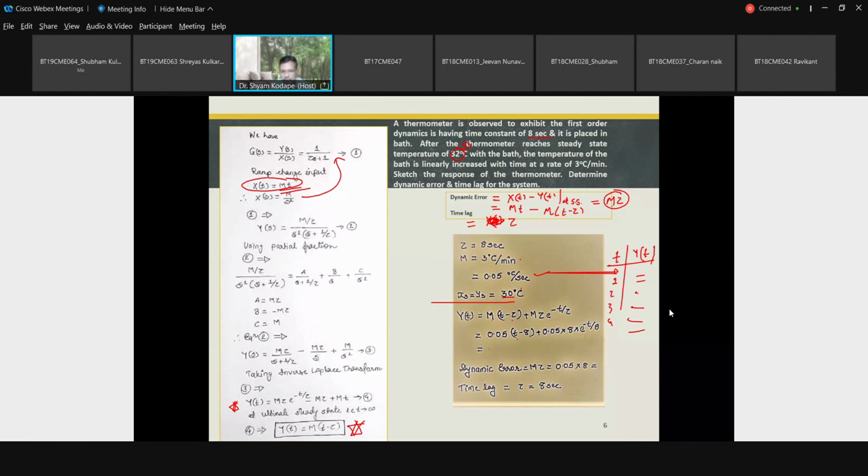What is dynamic error? Dynamic error is m tau, where m is 0.05 into t. What is time lag? 8 seconds will be the time lag. After 8 seconds, you will observe the ramp change in the output. This is the property, the dynamic error and the time lag. This type of question I will ask in the examination.